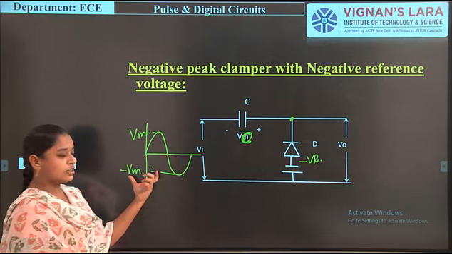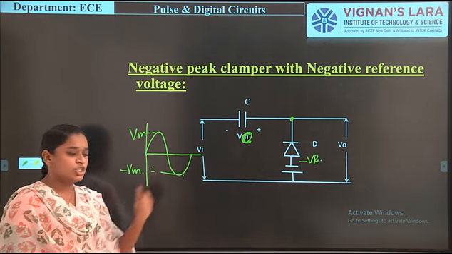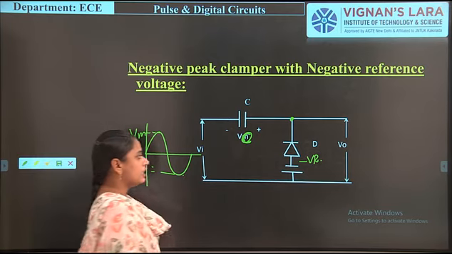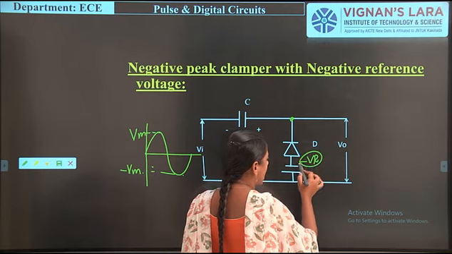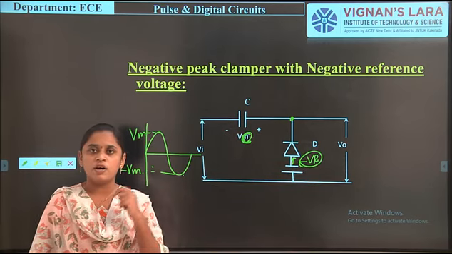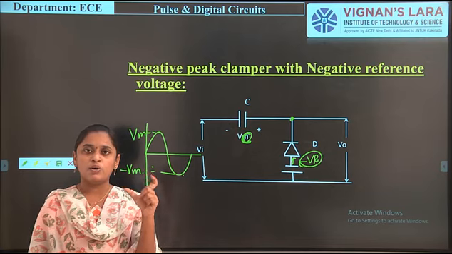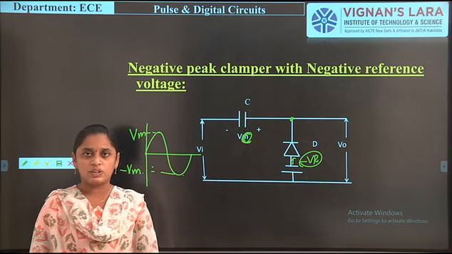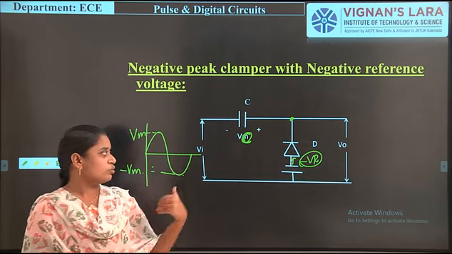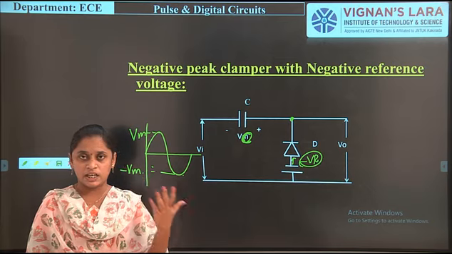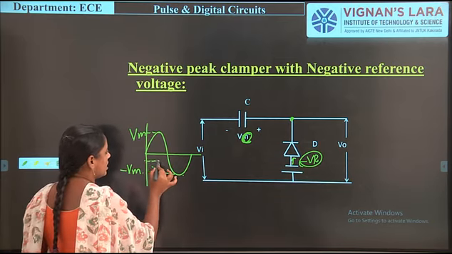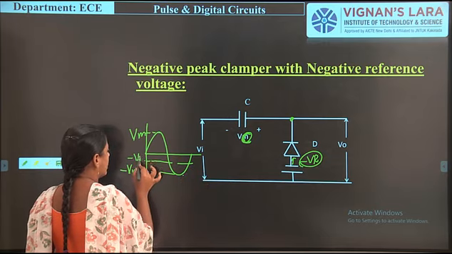We have to see in which condition the diode is on and in which condition the diode is off. A negative reference signal is applied to the anode of the diode. And what is the condition for the diode to be on? The anode voltage must be greater than the cathode voltage. That is the basic principle of diode on. Based upon that we determine the output. The reference level is minus Vr.